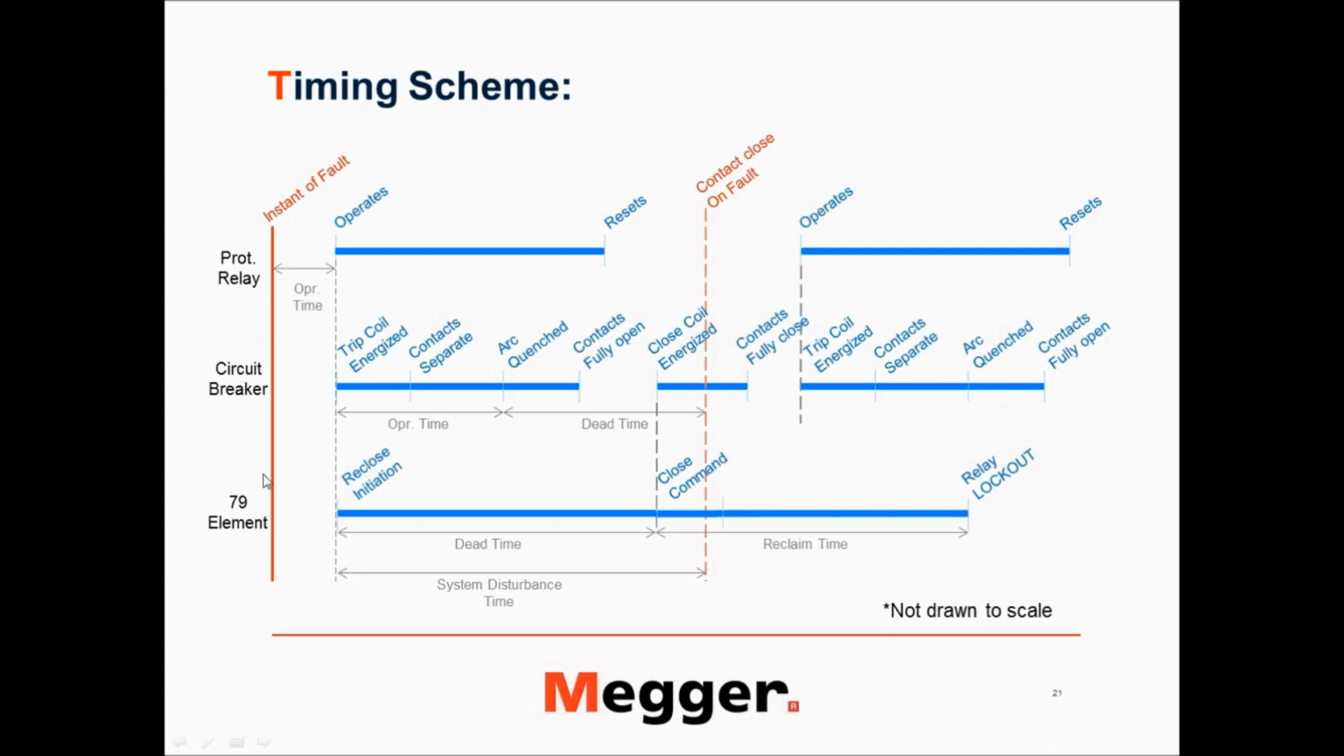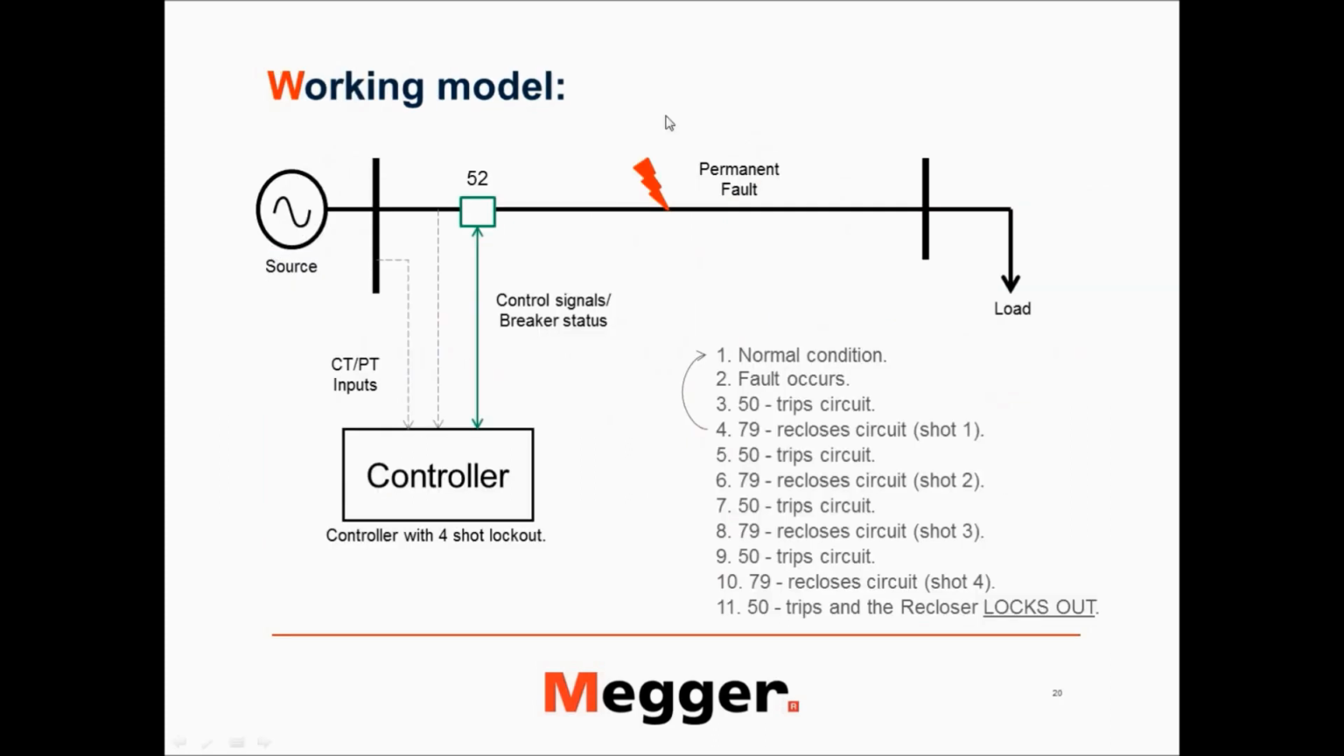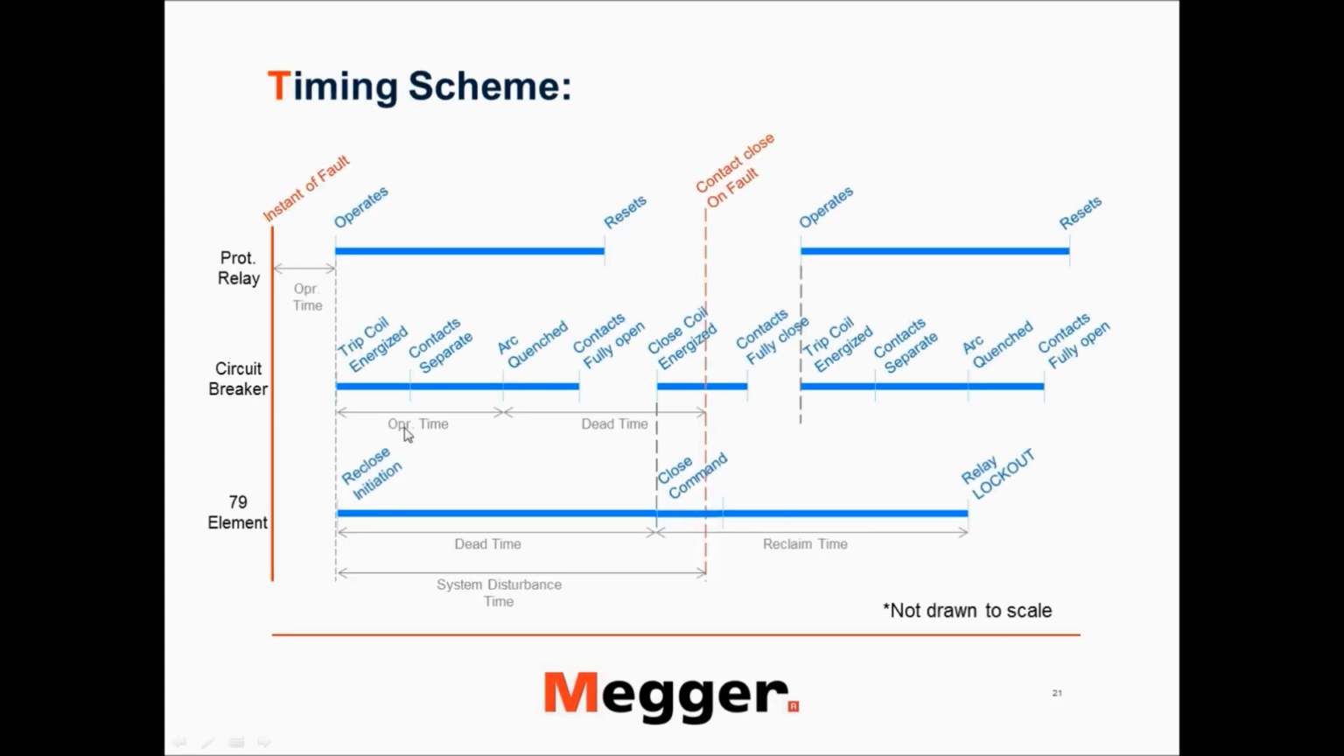So let me first just talk about the protection relay. This red line means that's when the fault occurred. So when the fault occurred, going back to this picture, the relay is going to see that fault, mainly through the CTs and PTs. So it will take its own operating time to operate, and then after a while, it resets itself.